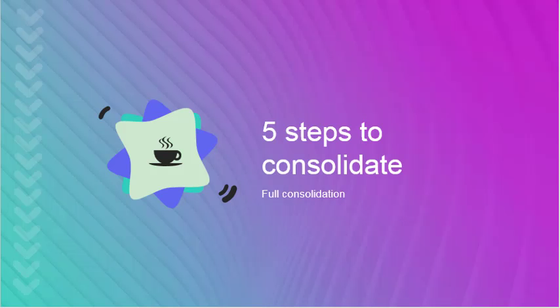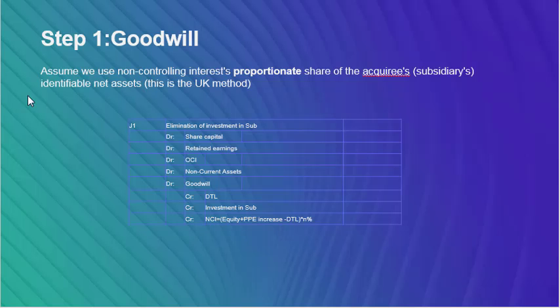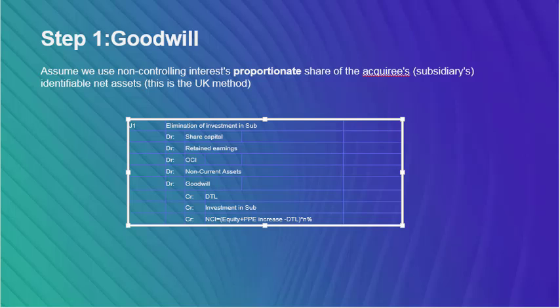Okay, and then five steps to consolidate. I made this very easy because normally when you understand the five steps, it's not hard to handle all the other cases. If you can handle the PPE and the inventories, it's not different for internal loans or internal interest payables and receivables. It's similar. Okay, so step 1, we're going to do the goodwill.